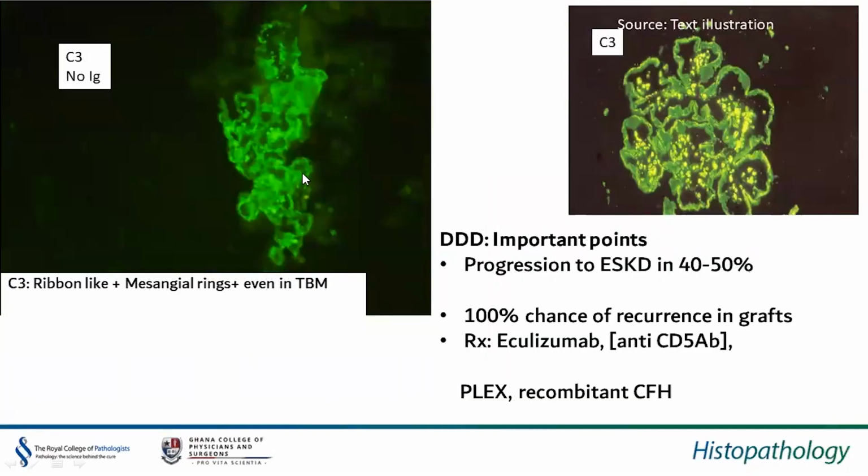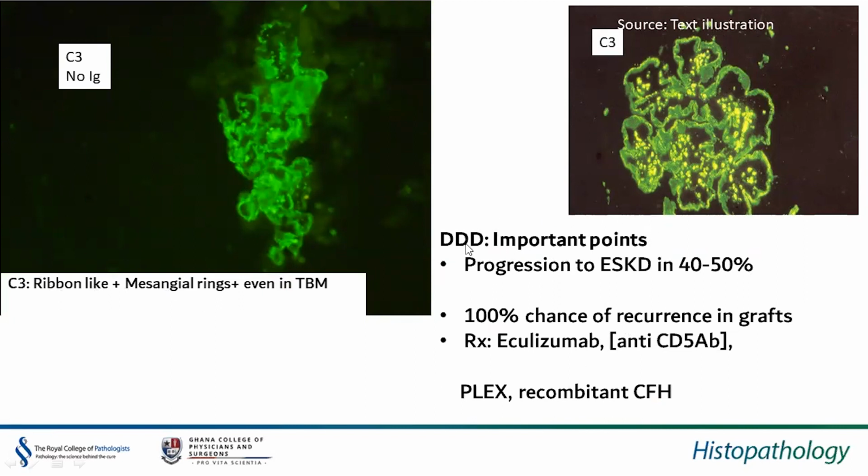On immunofluorescence, dense deposit disease shows very characteristic ribbon-like staining for C3, and you may see the presence of rings in the mesangium. There may be even staining in the tubular basement membrane. This is an illustration showing the ribbon-like intense staining for C3 with the presence of mesangial rings. You do not get immunoglobulins with dense deposit disease. So it is only C3 that is present.